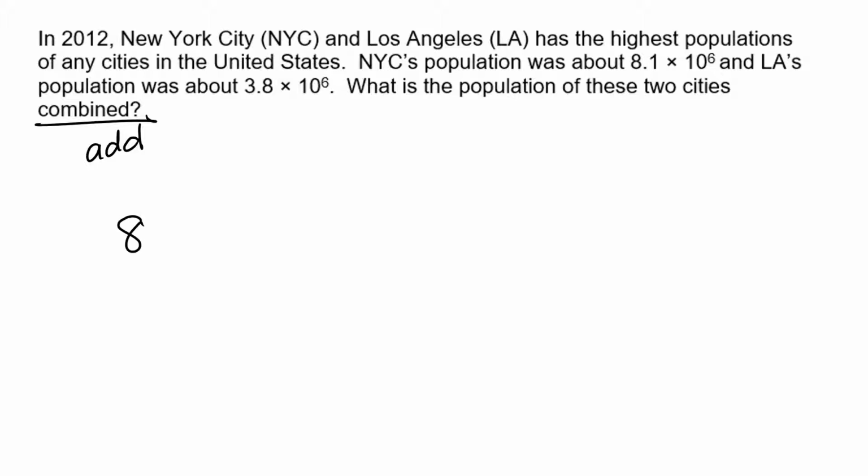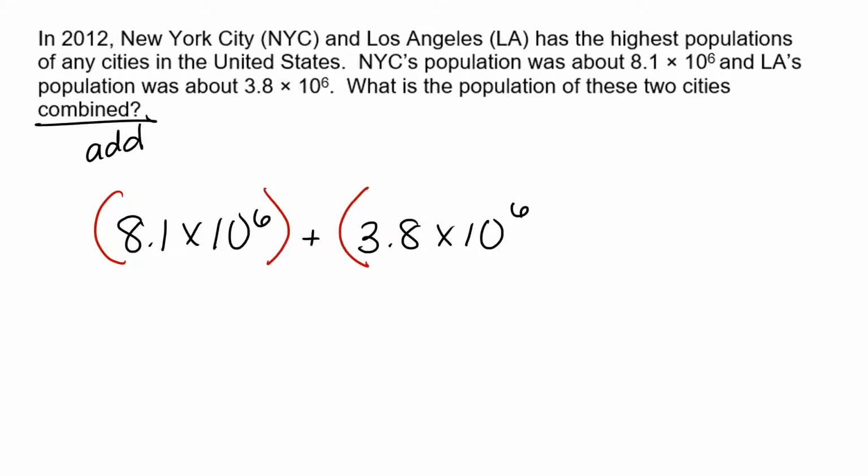We're going to add New York City at 8.1 times 10 to the 6th and LA 3.8 times 10 to the 6th. Again, these problems need to have parentheses around them because they're both in scientific notation. When we type it in, type in parentheses 8.1 times 10 raised to the 6th power and close your parentheses. Plus, and then parentheses again for the second part, 3.8 times 10 raised to the 6th power, close your parentheses. And we end up with 11,900,000.